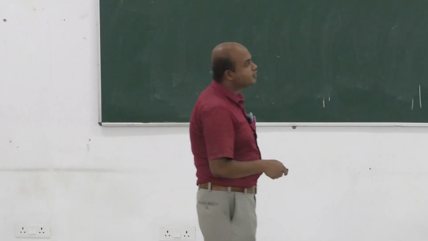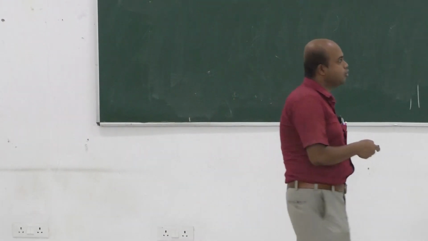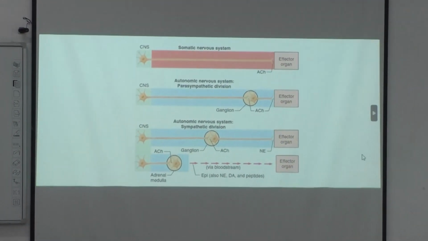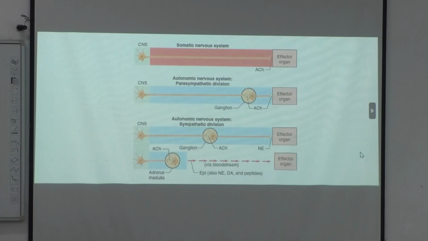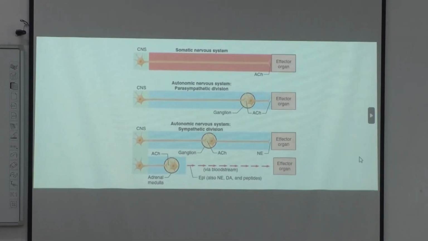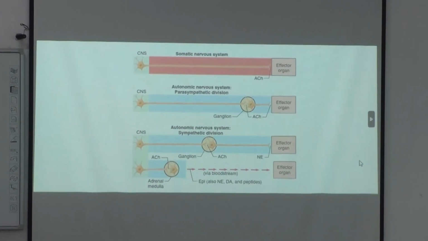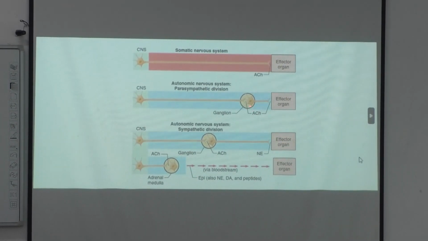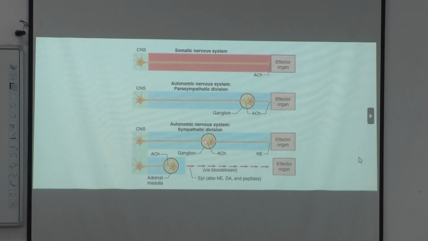So in the autonomic nervous system also, in most cases, there are two neurons. The preganglionic neuron will synapse with the postganglionic neuron. There is the ganglion, and within the ganglion, the preganglionic neuron will synapse with the postganglionic neuron. There also the neurotransmitter is acetylcholine.